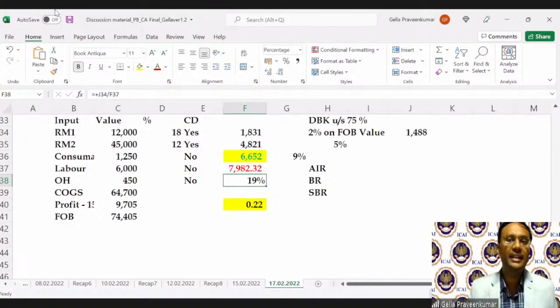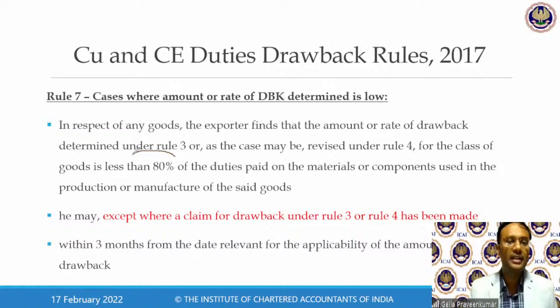Then your Rule 7 comes into the picture. What it says, if you are proving to the officer concerned that the drawback which is given to me is less than 80% of the duty that I have paid, then I can make an application under Rule 7.